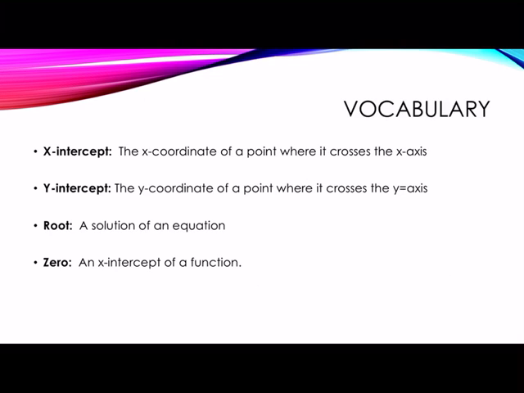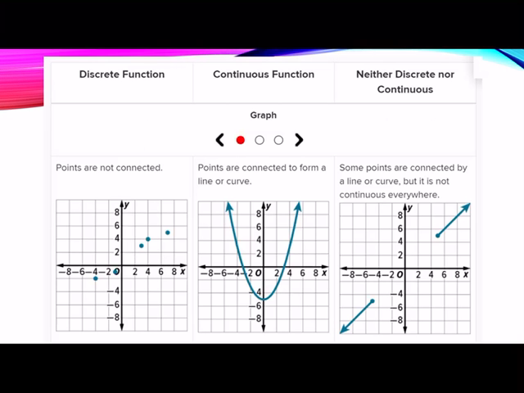We need to know what the x-intercept is, the x-coordinate of a point where it crosses the x-axis. The y-intercept is the y-coordinate of a point where it crosses the y-axis. A root is a solution of an equation, and a 0 is an x-intercept of a function. So we got a lot of stuff going on. You probably need to write this vocabulary down, highlight it, make sure we know it.